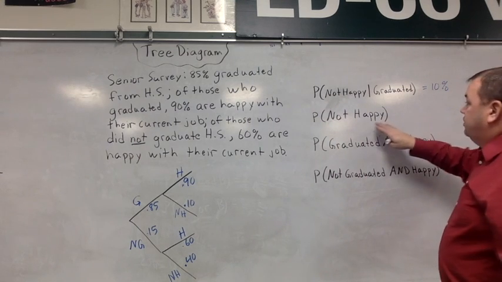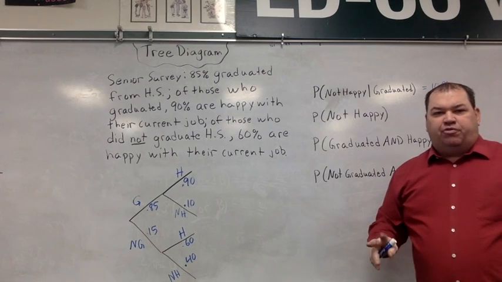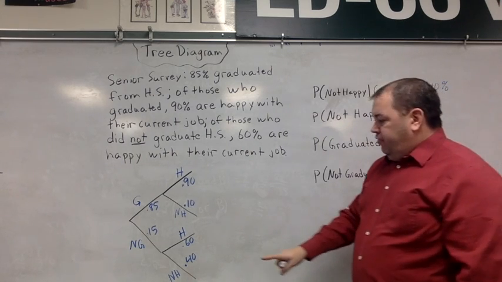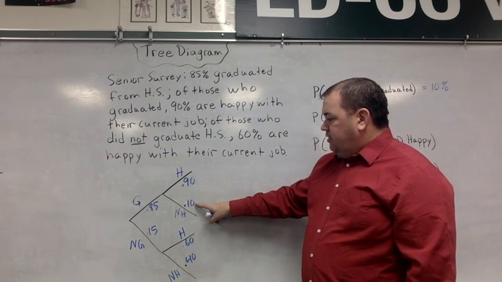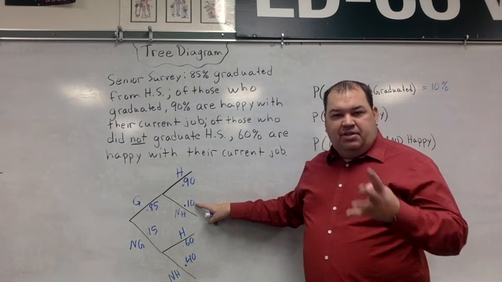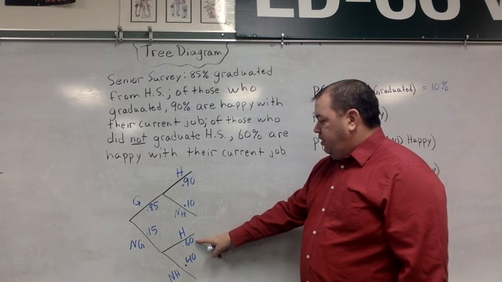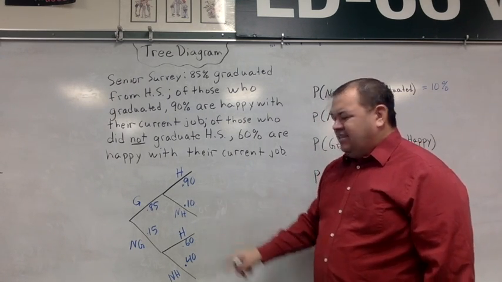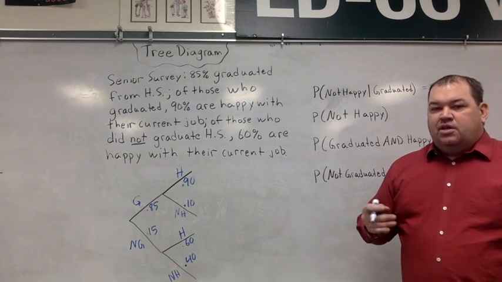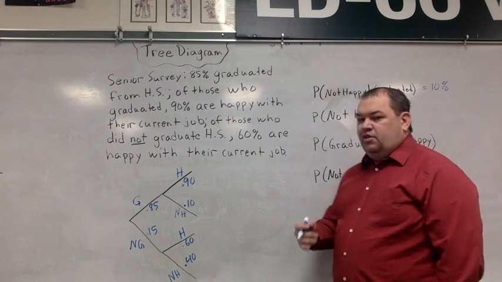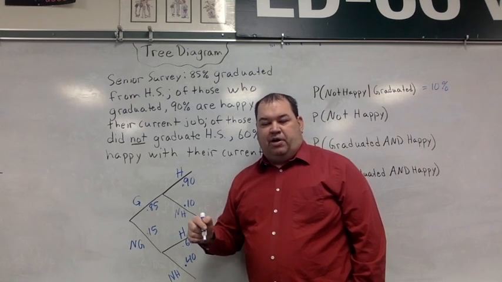So this one says, what's the probability that someone's not happy? I have two different branches to follow. But if I add this and this, 40% and 10%, that's 50%. That may seem like the calculation you do, but that means those who are happy, 60 and 90, that's 150%. So there's got to be another calculation here. So now let's get out our calculators and do some of these.